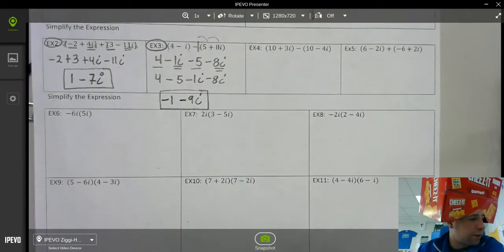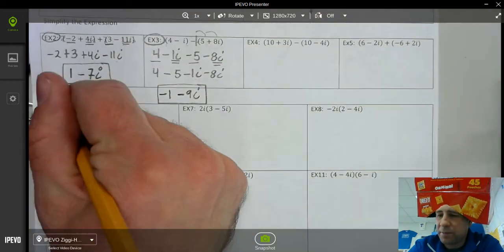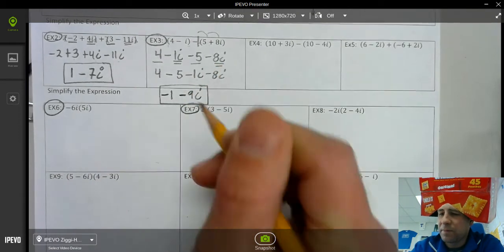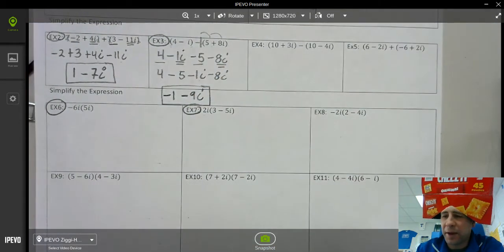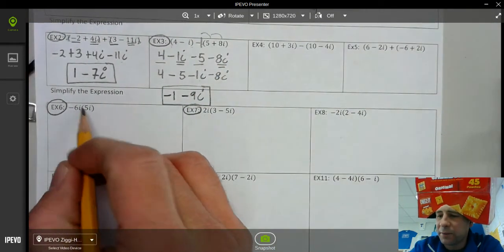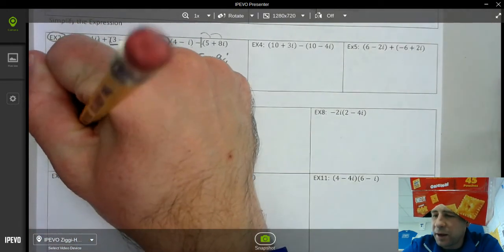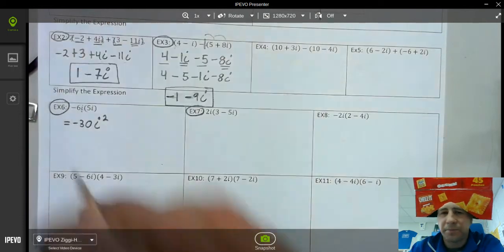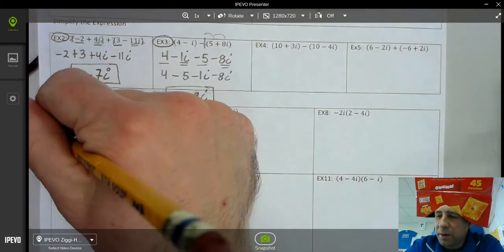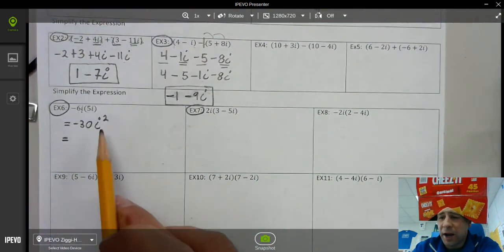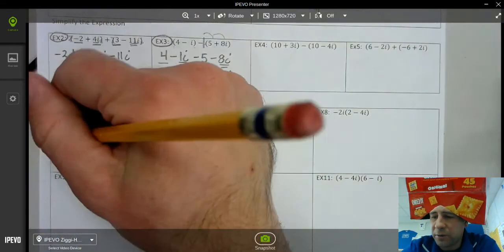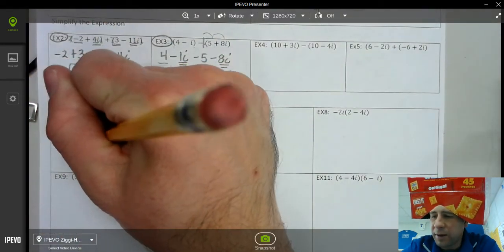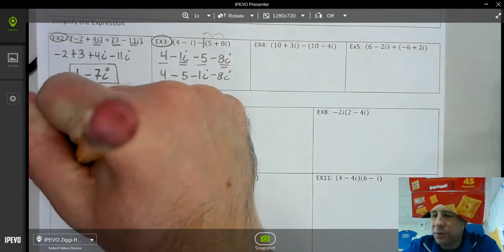All right, let's look at example 6 and 7. All right, parentheses mean multiplication, so we multiply. Negative 6 times 5 is negative 30. i times i is i squared. But, and I did this on purpose, I showed you that i squared is negative 1. So this is negative 30 times negative 1, so that equals 30.